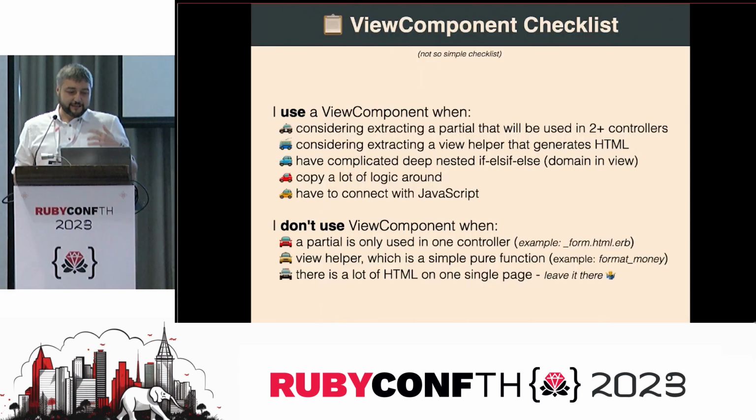So I have this mental checklist where I decide what should go into a Vue component, what should go into a partial, what should go into a helper function. I use a Vue component when I'm considering a partial that's used in at least 2 controllers. Often I see this partial is used from this controller, and this partial from that controller, and that means it's domain logic, it's cross boundary. So this definitely goes to a component.